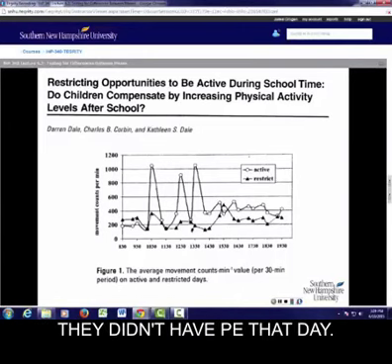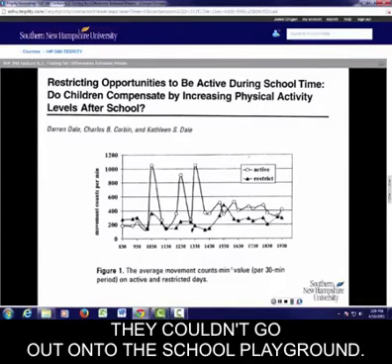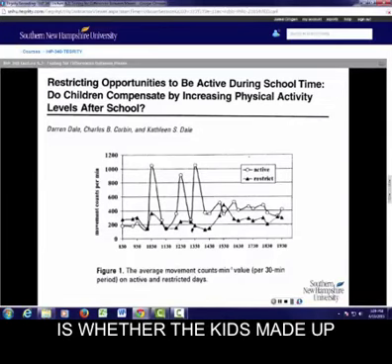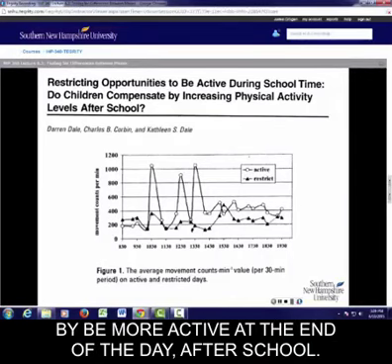They didn't have PE that day. They had to eat their lunch and then stay inside. They couldn't go out onto the school playground. And really what the researchers wanted to see was whether the kids made up for that lack of activity during the day by being more active at the end of the day, after school.